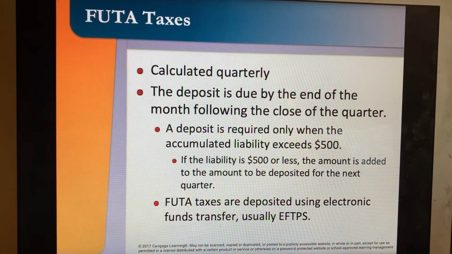FUTA deposits are calculated quarterly. The deposit is due by the end of the month following the close of the quarter. A deposit is required only when the accumulated liability exceeds $500. If the liability is $500 or less, the amount is added to the amount to be deposited for the next quarter. FUTA taxes are deposited using electronic funds transfer, usually EFTPS.